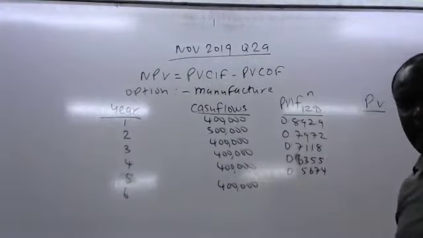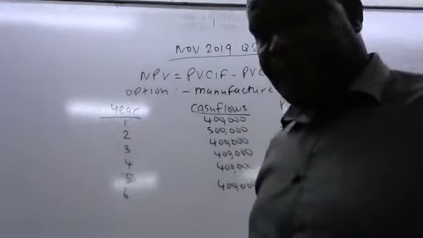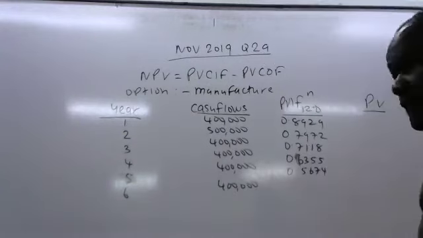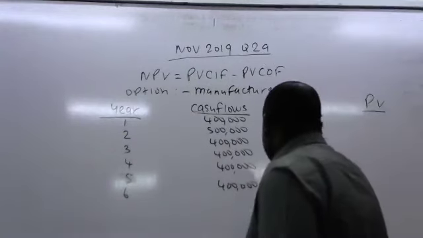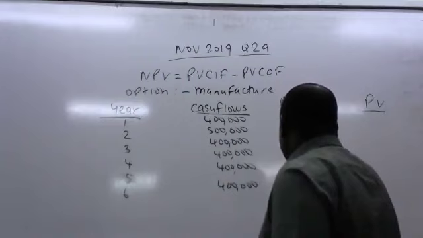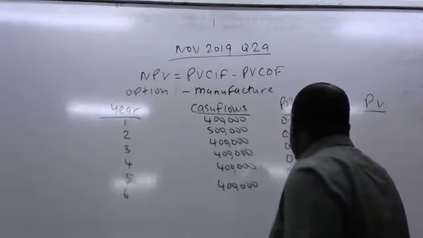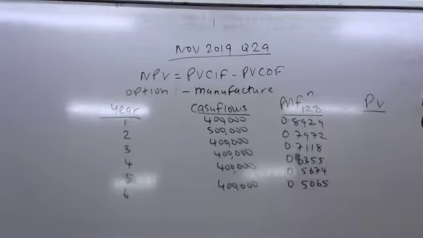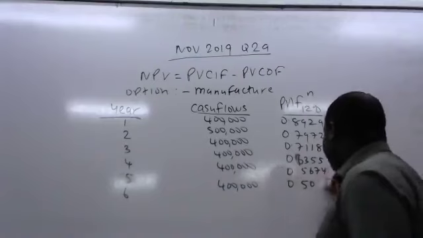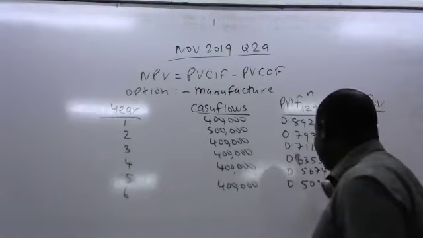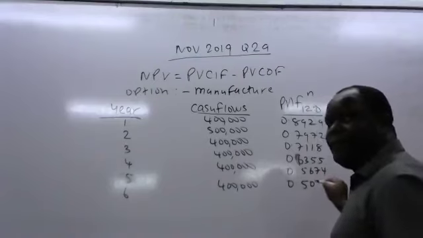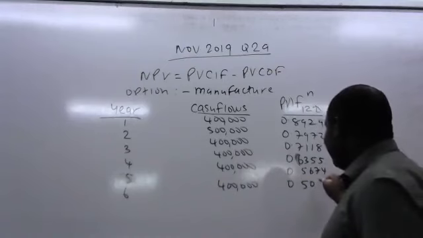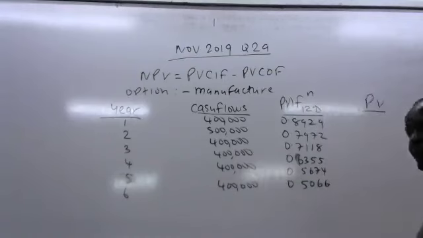So year 6 in the table, it is which factor? 0.5065. Yes, it is 0.5066. Okay.